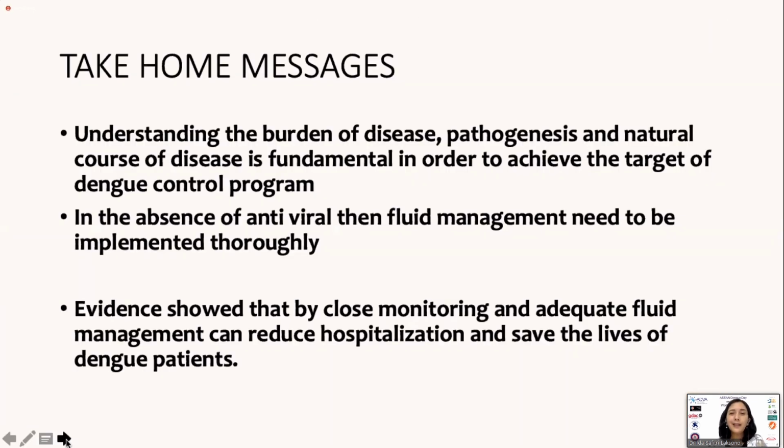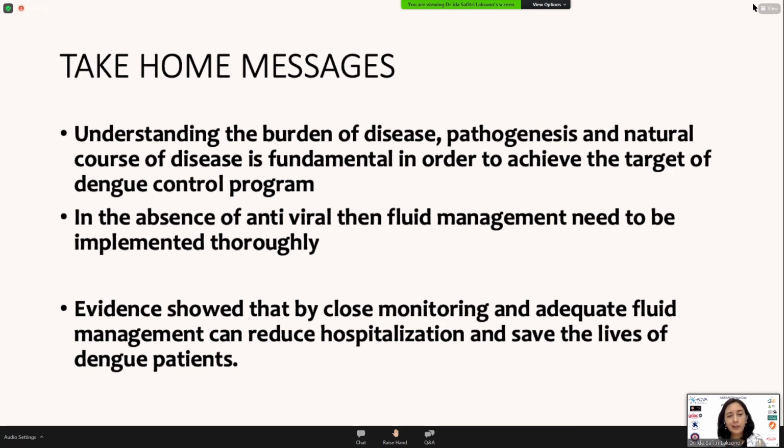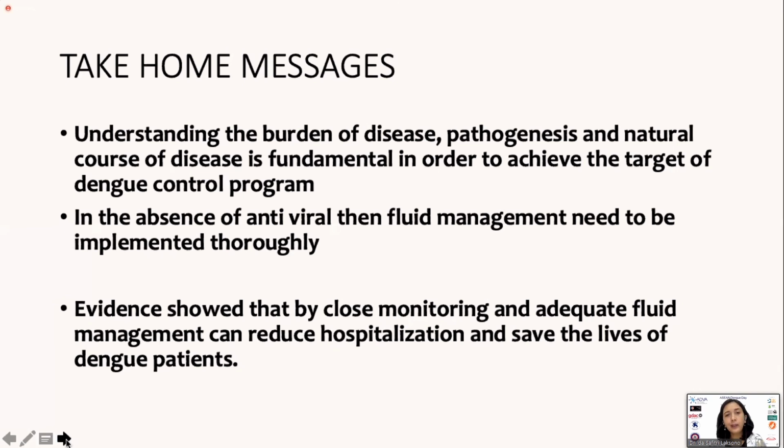So this is my last slide. Understanding the burden of disease, the pathogenesis, and also the natural course of dengue is fundamental for clinicians dealing with dengue patients, in order to achieve the target of the dengue control program, which is to reduce case fatality rates to 0% by 2030. In the absence of antivirals, and yesterday we also listened about antiviral developments, we currently still rely on fluid management, and it should be implemented thoroughly. The evidence also showed that close monitoring with adequate fluid management can reduce hospitalization and also save the lives of dengue patients.